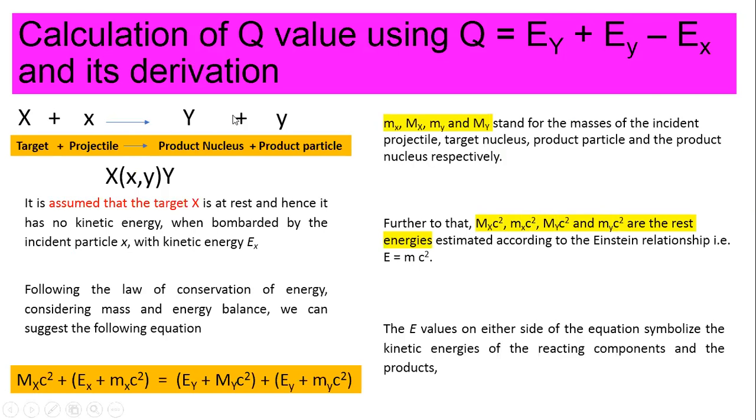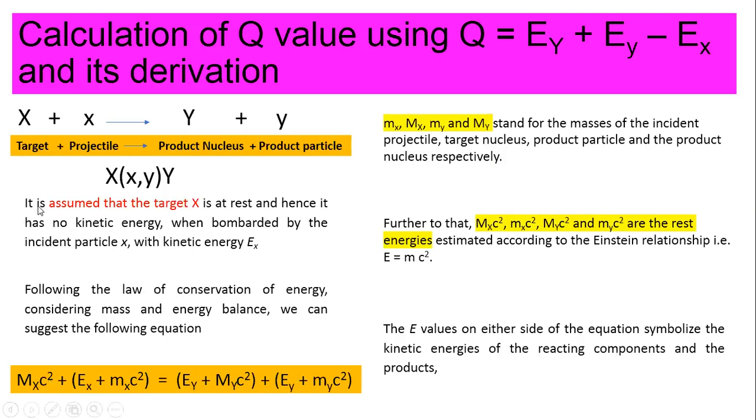So again, this is the same nuclear reaction I am showing here: target, projectile, product nucleus, and the product particle. So I am going to derive the equation with some logic. So what is happening in this derivation? As a chemist, you must understand all the steps which are going to be used to derive the equation. So this is actually the main learning in this video.